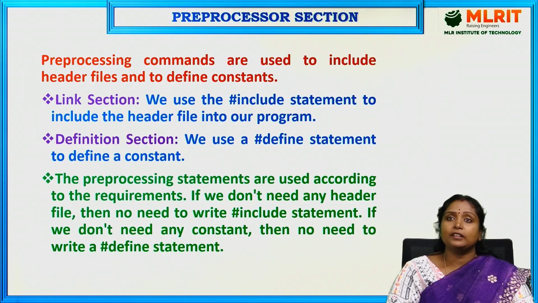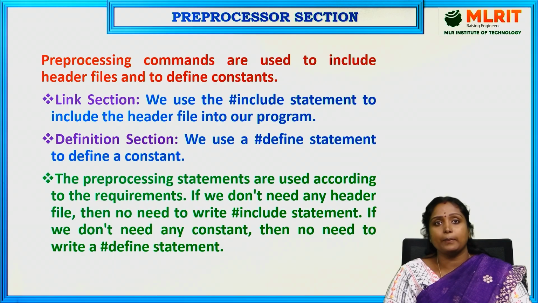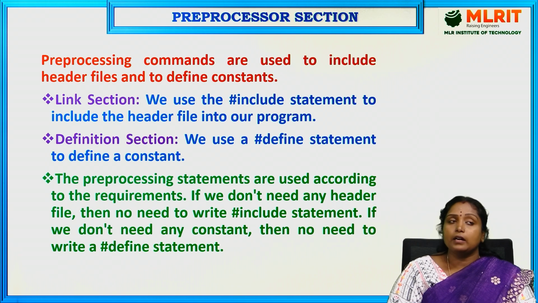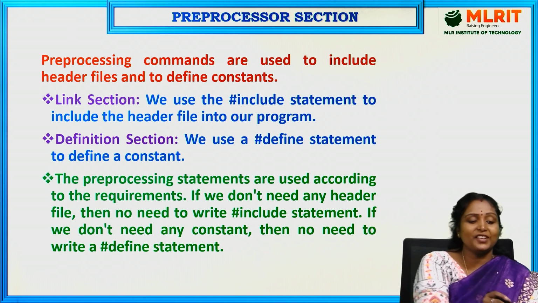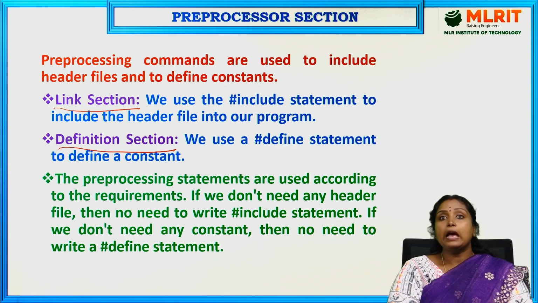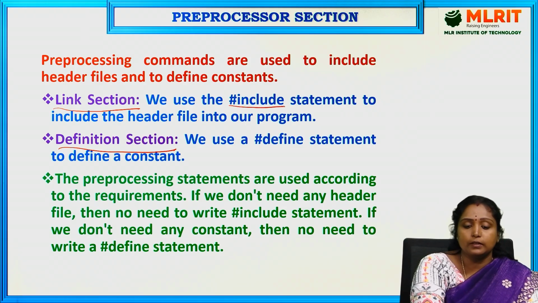Coming to the next section, the preprocessor section, which is used to include header files and define constants. Here there are two sections merged in the preprocessor section. The first is the linking section, and the second is the definition section. In the linking section, we use hash include. Hash is called a preprocessor directive.